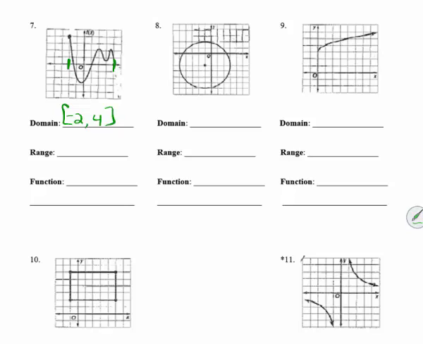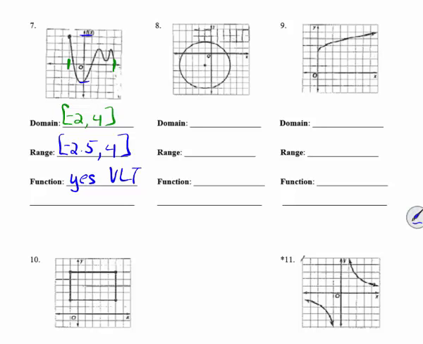For my range, I need highest and lowest. Here's your highest point. Here's your lowest point. So we're going to have to approximate that one, and that's okay. So the lowest is going to be at approximately negative 2.5. And it's going to go up to 1, 2, 3, 4. Is it a function? Yes. Vertical line test.